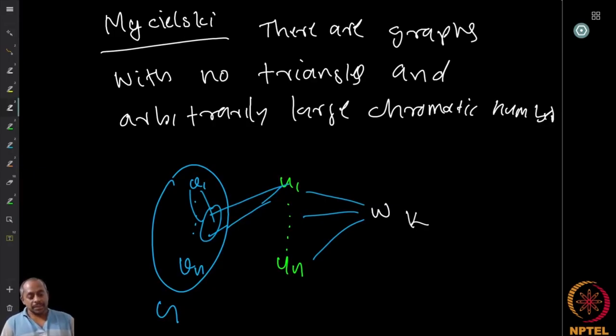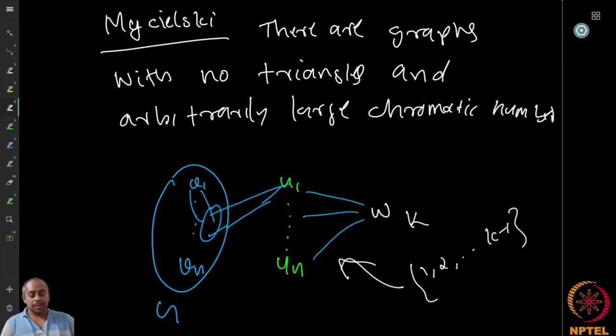Now, because W is adjacent to all the UIs, UIs cannot be colored with color K. So therefore, U1 to UN must be colored with colors 1 to K minus 1. This must be the color that is used on UI, because K cannot be used on UI. Now, if 1 to K minus 1 is used on UIs, I claim that I can use the same 1 to K minus 1 to give a coloring of G also.